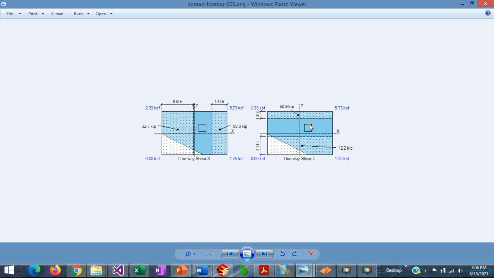The same occurs in the other direction of the shear. This is the zero line, and the maximum bearing occurs at this corner. So we have maximum along this line, a zero along this line. So the volume is difficult to calculate for this solid as well.